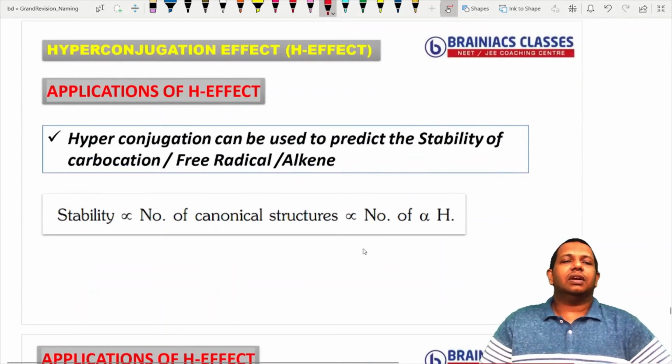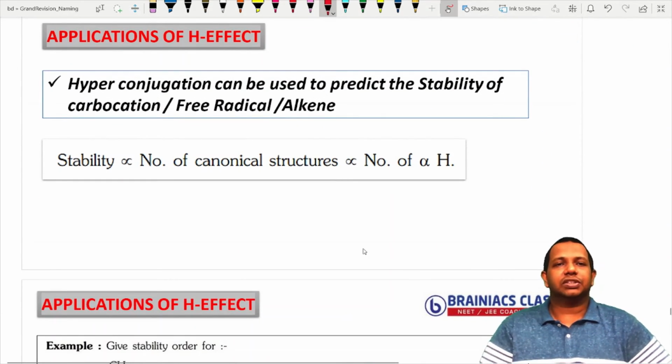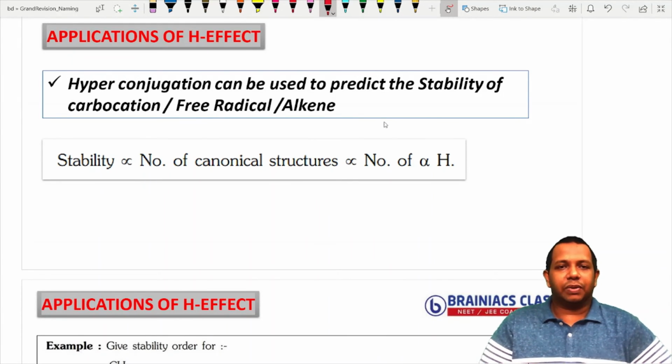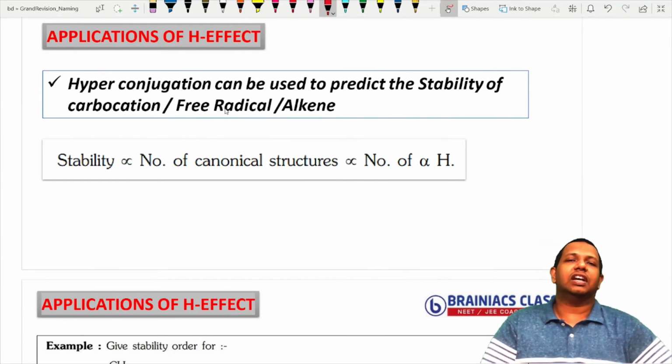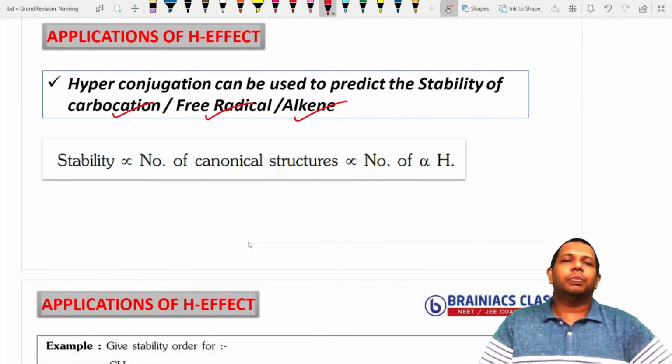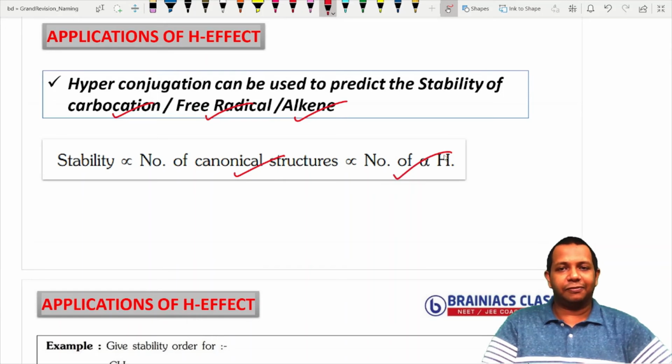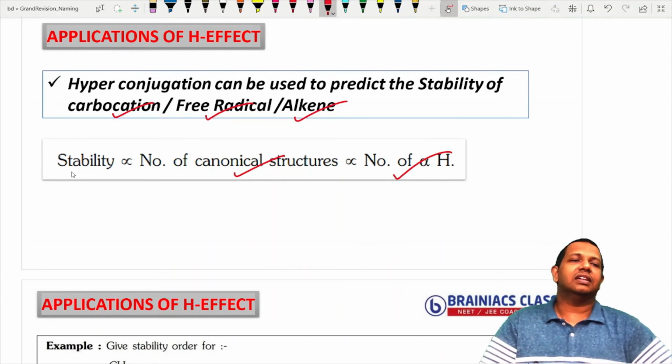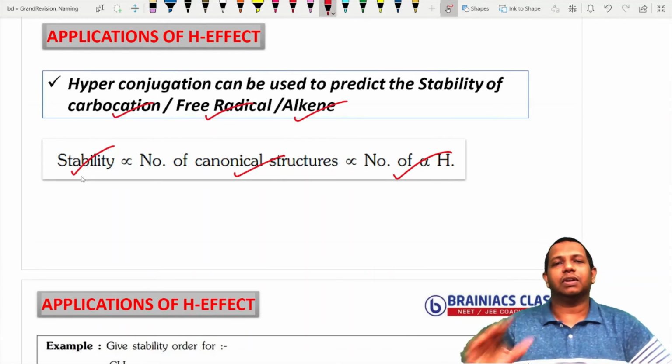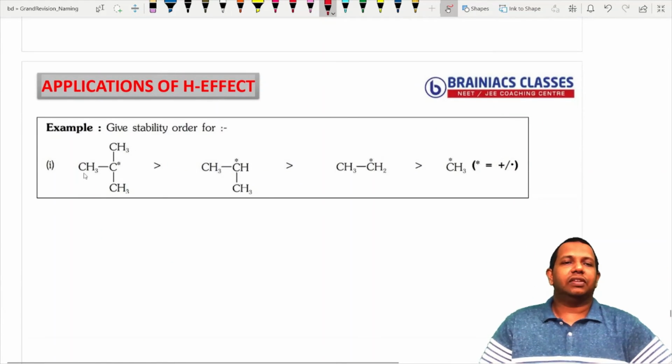Now let's see the application of the hyperconjugation effect. As I told, hyperconjugation can be used to explain the stability of a carbocation, or even a free radical, or even an alkene. How do you explain the stability? We can say if the number of canonical structures or the number of alpha hydrogens is very high, then there is more stability for that particular structure. So let's see the example.